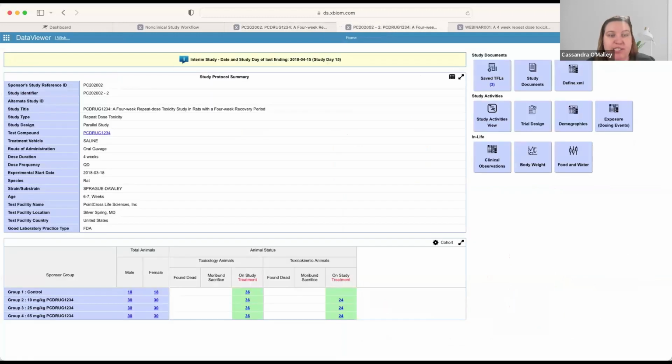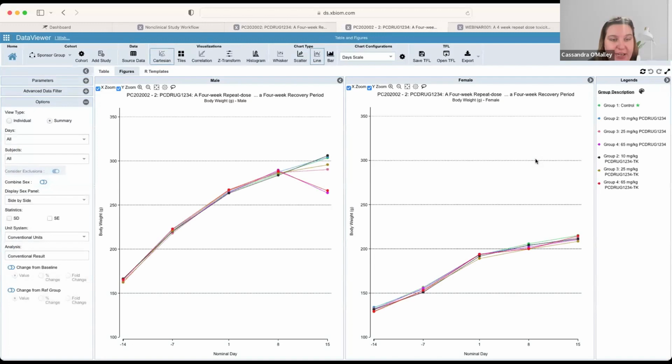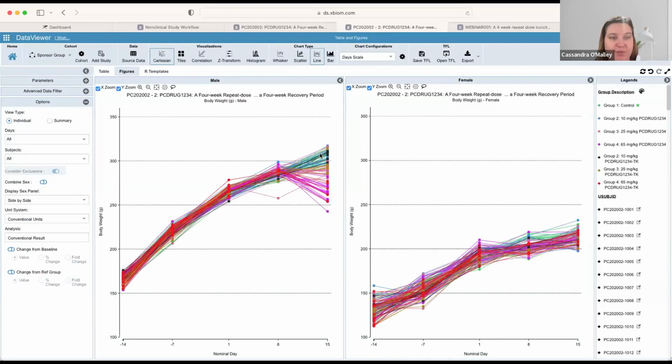So I'm going to switch over into another study. This is actually the same study, but ingested on day 15 instead of at the very end of the 4 weeks plus 4-week recovery. So we're going into the same body weight now and switching over into the individual.